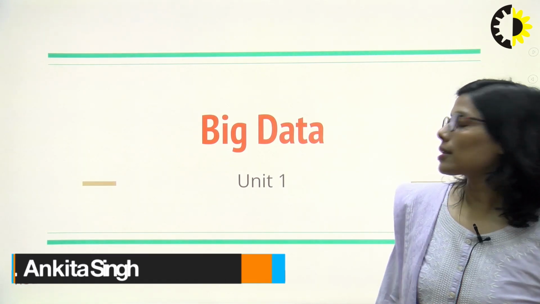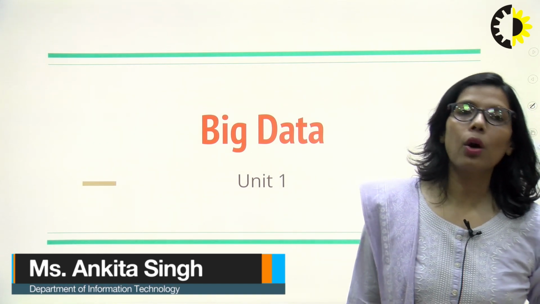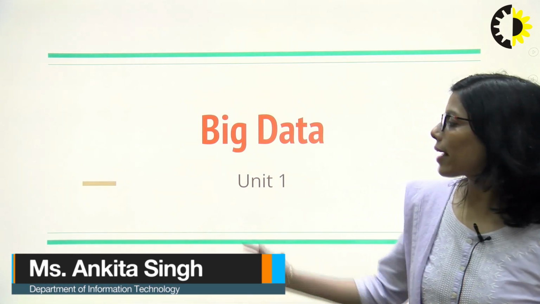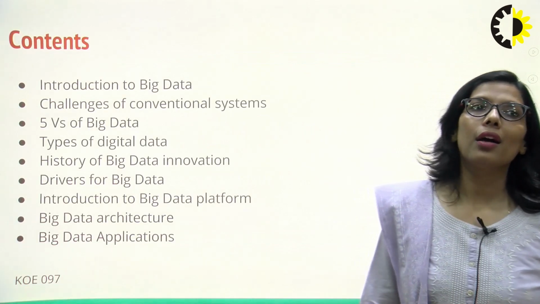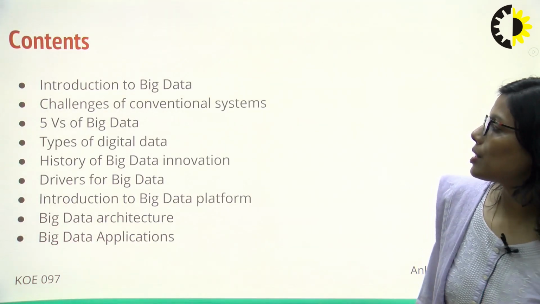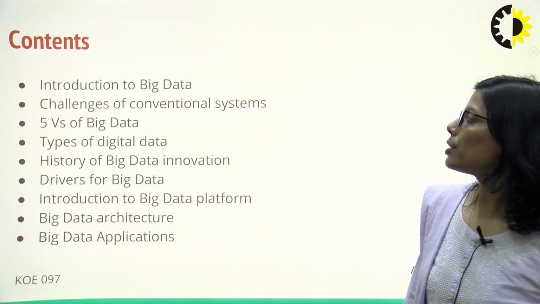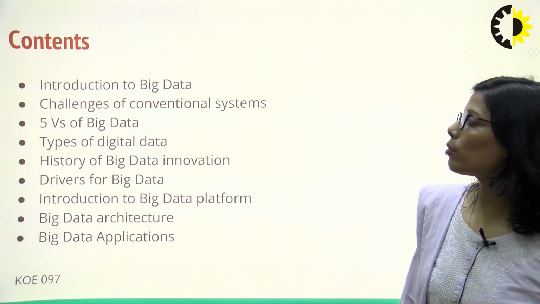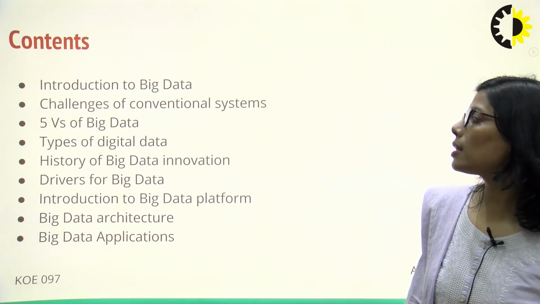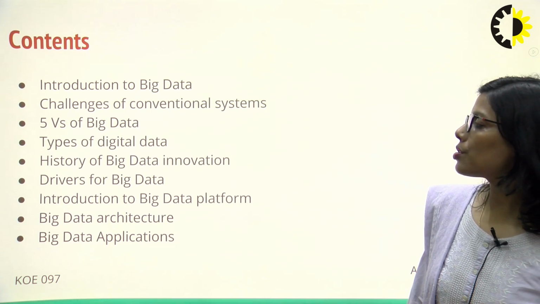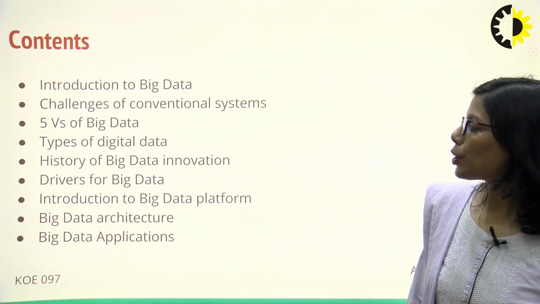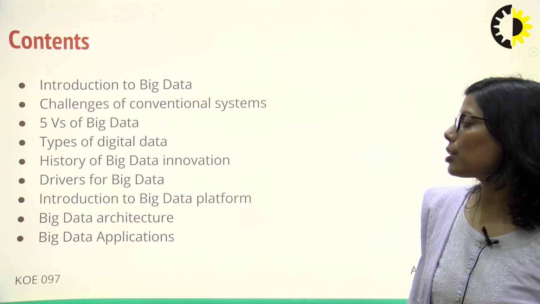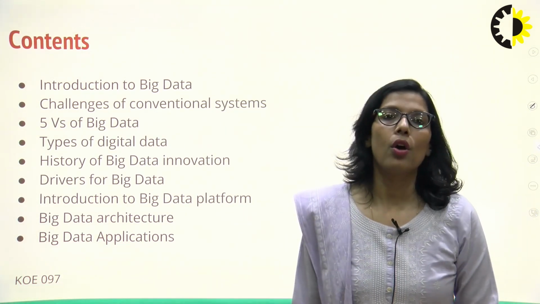Today I am going to discuss important topics of Unit 1 of the course Big Data. The code is KOE097. The content of today's video lecture is Introduction to Big Data, Challenges of Conventional Systems, 5 V's of Big Data, Types of Digital Data, History of Big Data Innovations, Drivers for Big Data, Introduction to Big Data Platform, Big Data Architecture, and Big Data Applications.